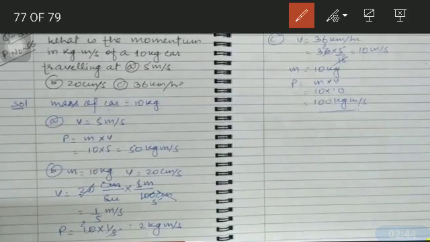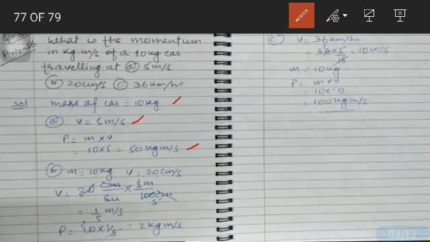Next question is: what is the momentum in kilogram meter per second of a 10 kilogram car traveling at A, 5 meter per second, B, 20 centimeters per second, C, 36 kilometers per hour? So we are given different sets of velocities here. Mass is same, which is 10 kilograms. For part A, velocity is 5 meter per second. Momentum we can calculate: 50 kilogram meter per second.